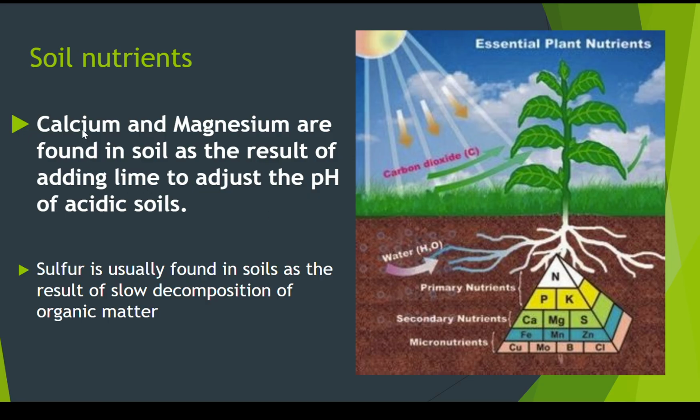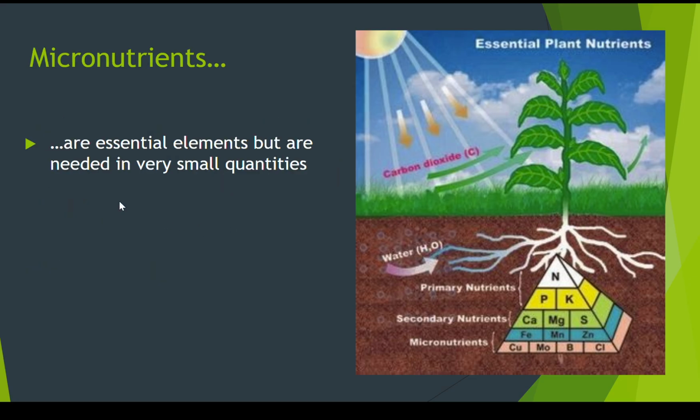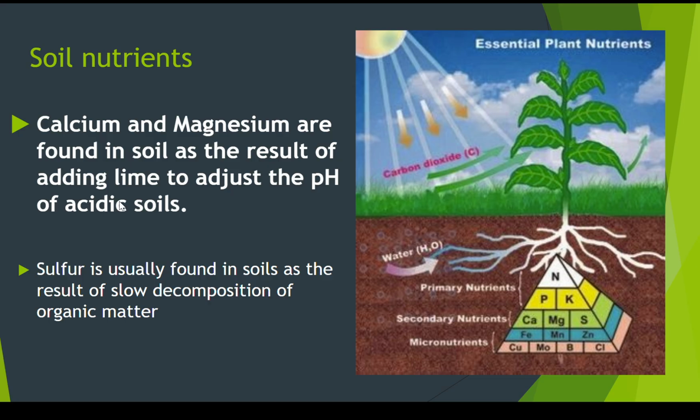All right, calcium and magnesium. These are found in the soil when you raise the pH. Raise the pH. That makes the soil more alkaline instead of acidic, like we've got right here. Now, sulfur can be found when you decompose organic matter. And organic matter is just dead plants and animals. That's all organic matter is. So when those dead plants and animals break down, that's when we can find sulfur.